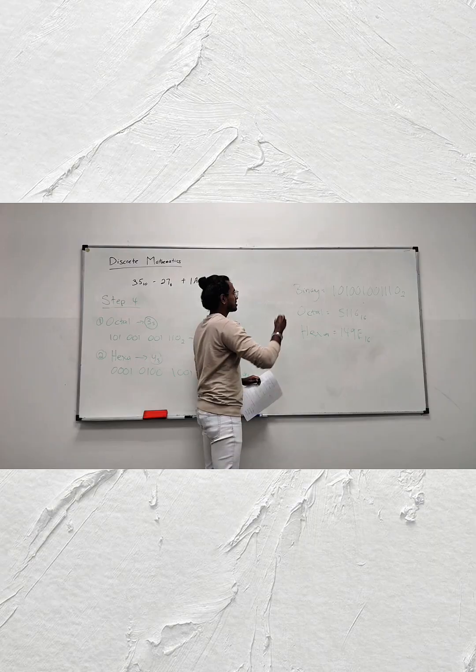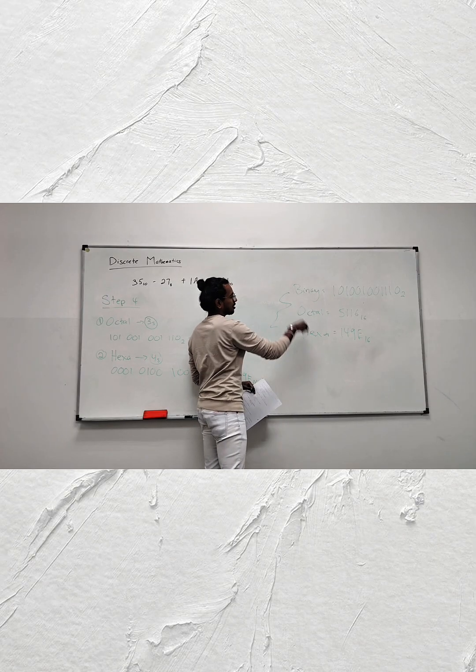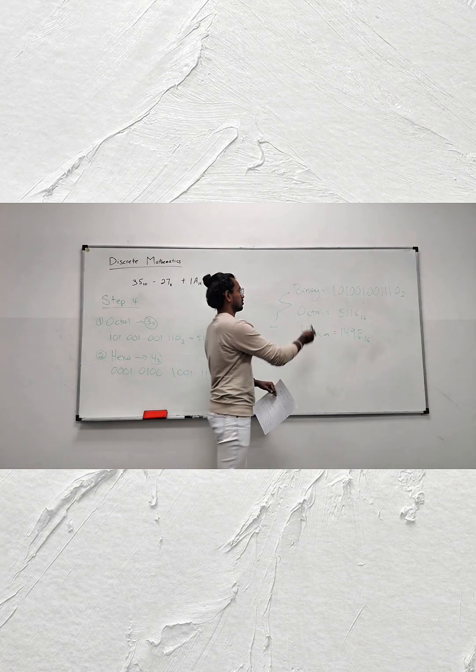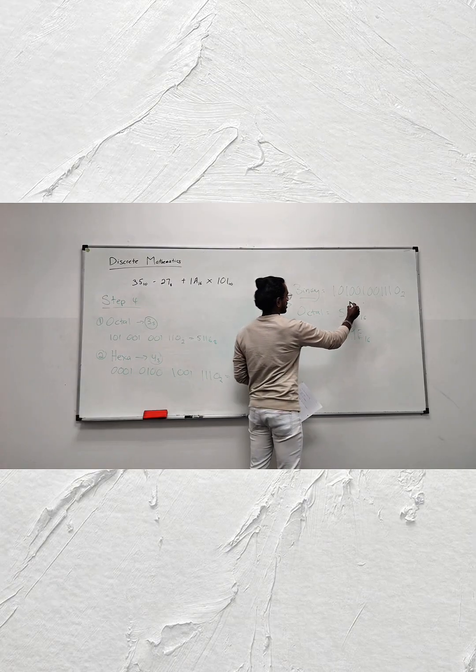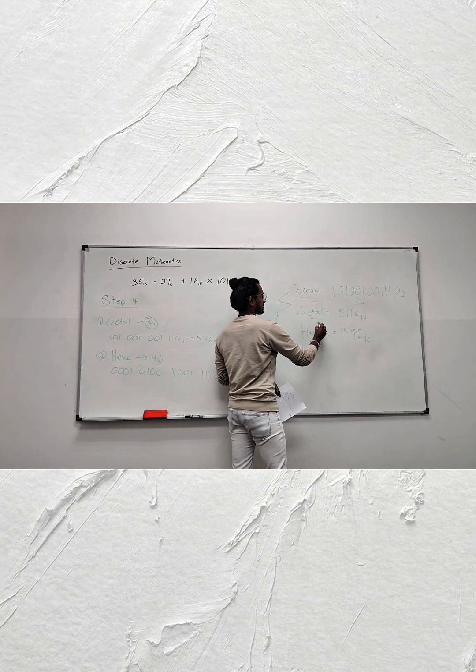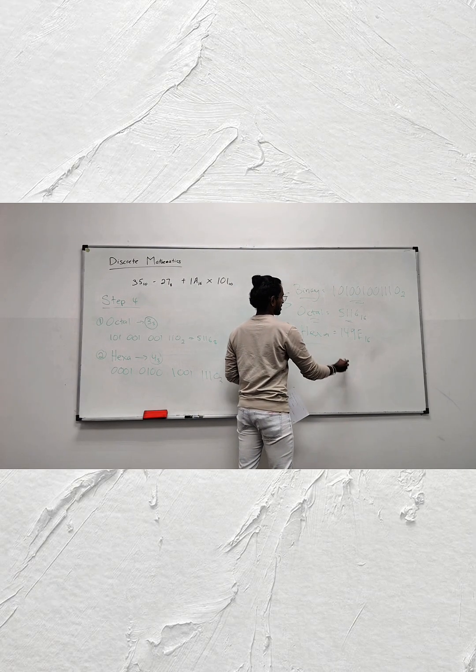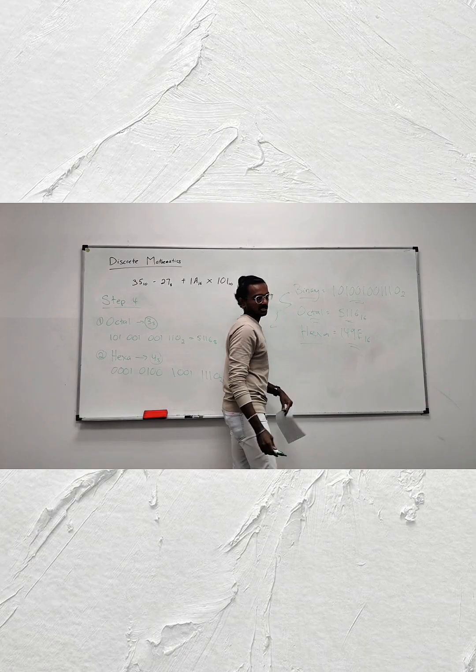So these are the 3 things that we got from this equation. So first of all, binary, this is the answer. Octal, this will be the answer, and hexadecimal, this will be the answer.